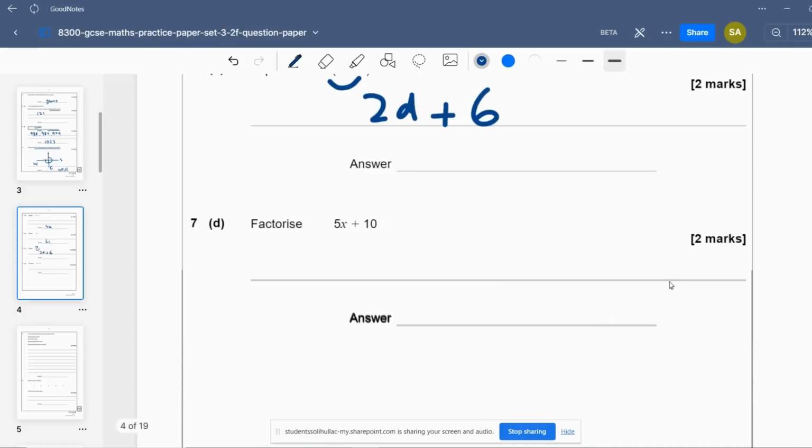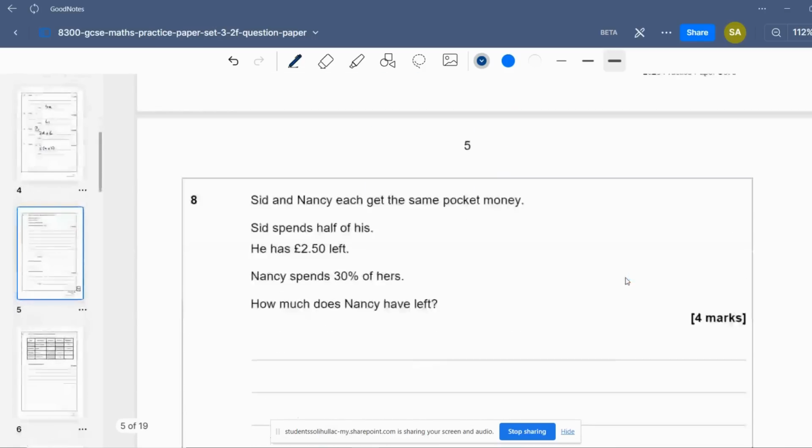Factorize 5x plus 10. So we have an expression which has 2 parts, 5x and 10. Now the highest common factor of 5 and 10 is 5. So you take 5 out. 5 times x gives you 5x, plus 5 times 2 is 10. So the answer will be 5 bracket x plus 2.